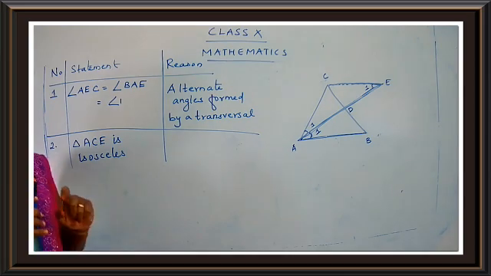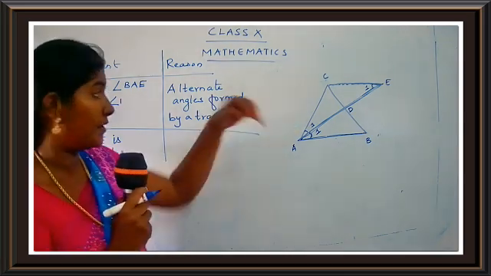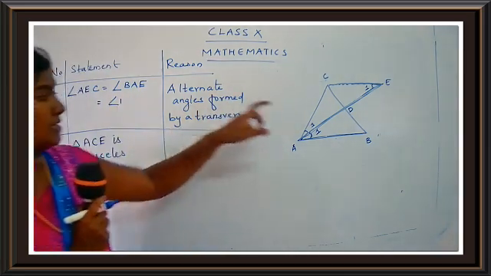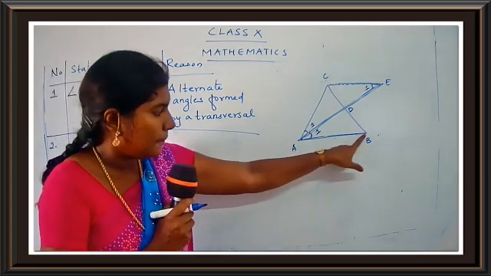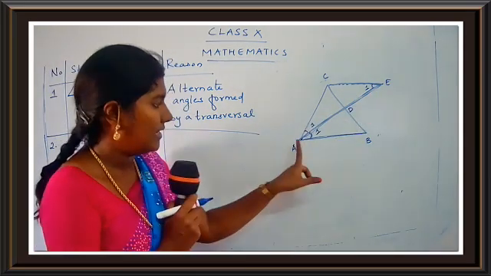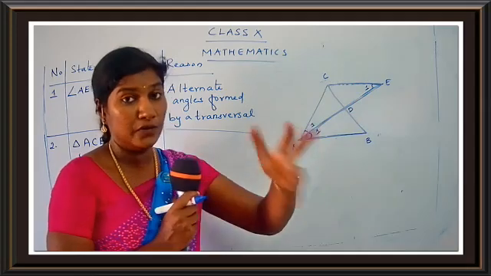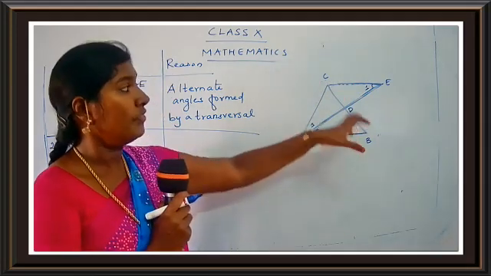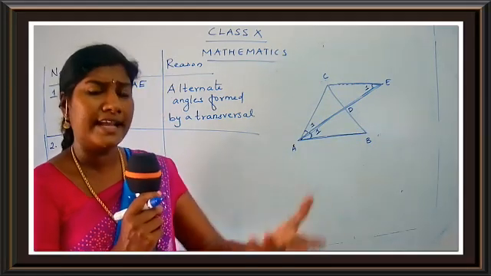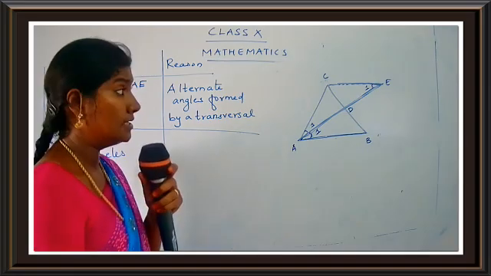Now, just listen here carefully, children. From the first statement, we got that this angle, which angle? BAE and AEC, they are equal. That is, we have shown that they are alternate angles. So, alternate angles will be equal. They are forming a Z shape.